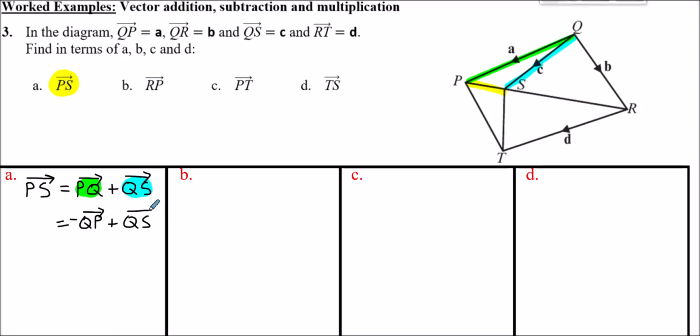But we want this in terms of vectors, these letters A, B and C. And so from Q to P, we're told that's vector A. So minus QP is the same as minus A. And from Q to S, that's vector C. So it's minus A plus C. Now, with algebra, we normally write the positive things first, and then write the negative things as what we're subtracting. So minus A plus C isn't wrong, but it's probably more normal to write this as C minus A.